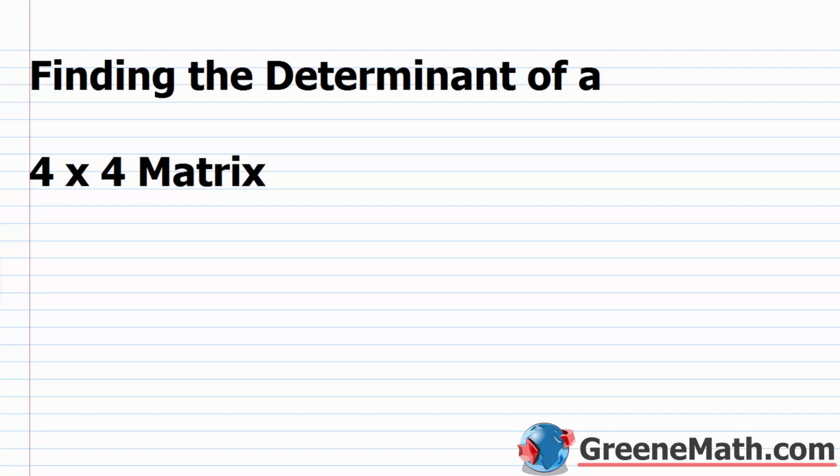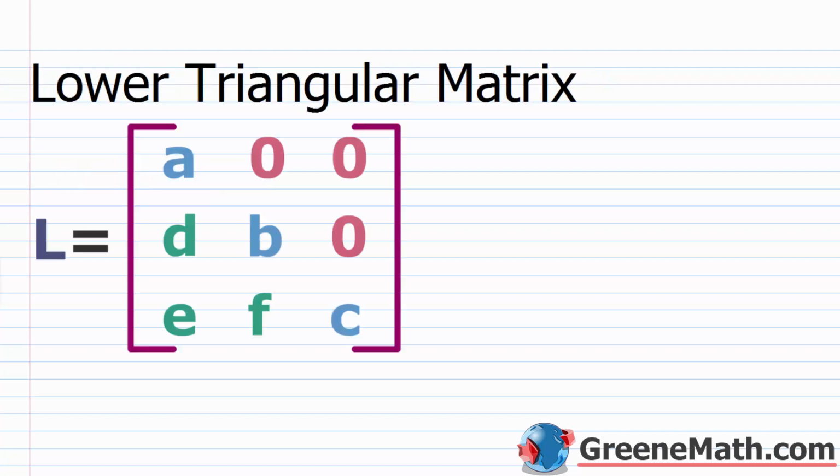In this lesson, we want to talk about finding the determinant of a 4x4 matrix. So in the last lesson, we talked about the Laplace expansion method, which is also known as the cofactor expansion method for finding the determinant. Using this method, we know the determinant for any n by n matrix, any square matrix, can be found as the sum of the entries in any row, or you can do a column, multiplied by their respective cofactors.